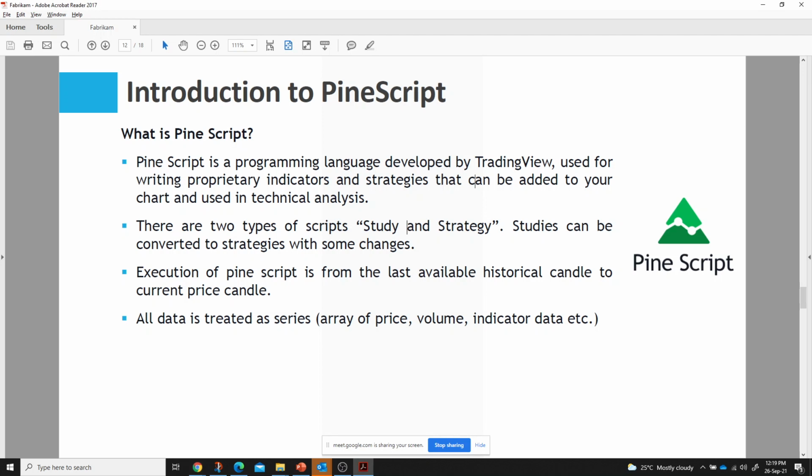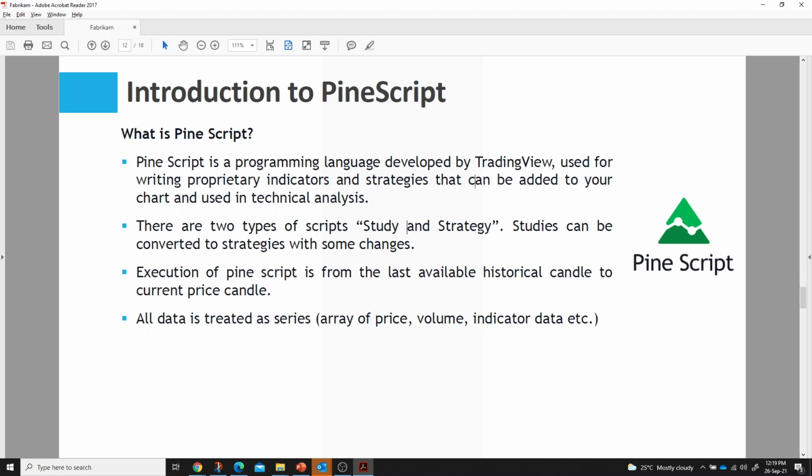And you can apply indicators which are proprietary, your own, to the chart, and you can also apply strategies to your chart and you can perform technical analysis. There are two types. You can apply a study to a chart or you can apply a strategy to the chart. Studies can be converted into strategies later. So you would want to evaluate your hypothesis, and then once your hypothesis is valid, you have an edge, you can convert it into a strategy. It saves you time. Vice versa also you can do, but it takes a longer time.